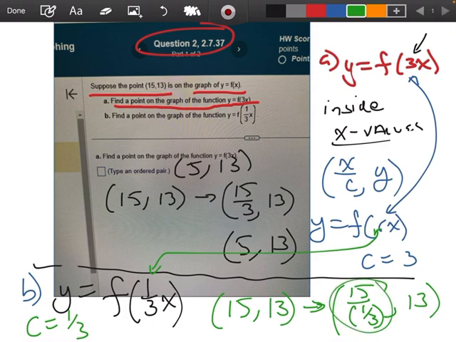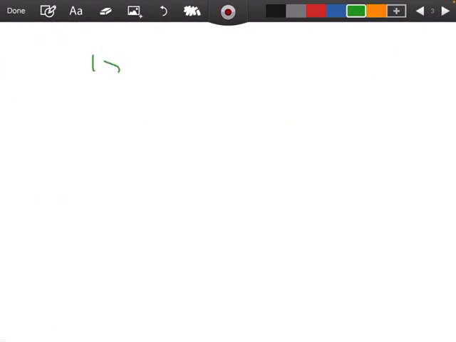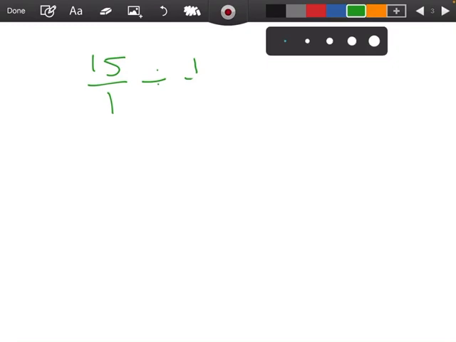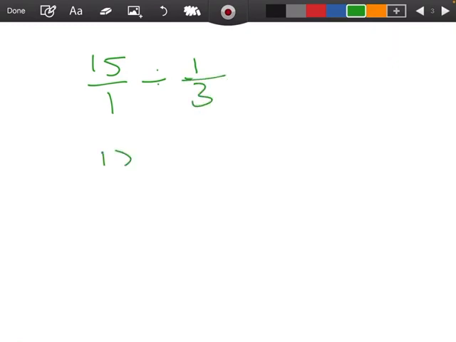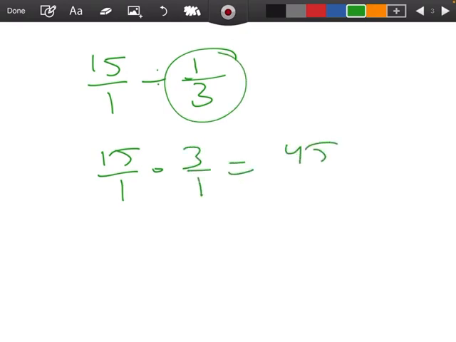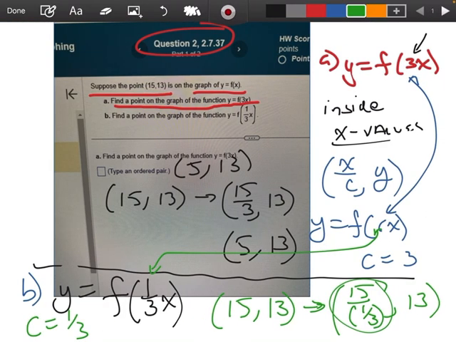So how do I take 15 and divide it by 1/3? I can think of that as 15 over 1 divided by 1 over 3. Sorry, that doesn't look like a 3. That's better. And then I can say, look, this is 15 over 1 times, remember the reciprocal, 3 over 1. That's going to give me 45 over 1, or just 45. So when I come back over here, y'all, for part B, the point I'm now going to have is (45, 13), okay?